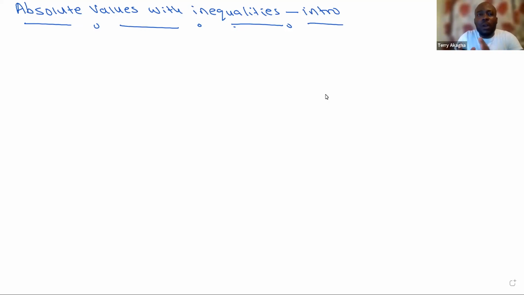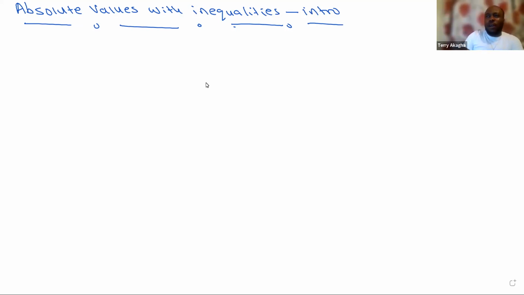All right, so today we're going to talk about absolute values with inequalities. I'm going to just do an introduction today. And after that, I'm going to move on and go straight to solving some examples on this.